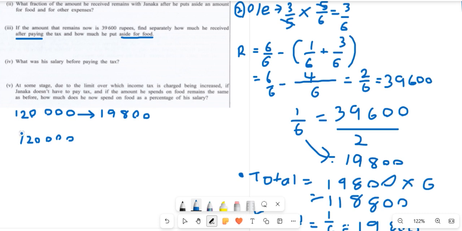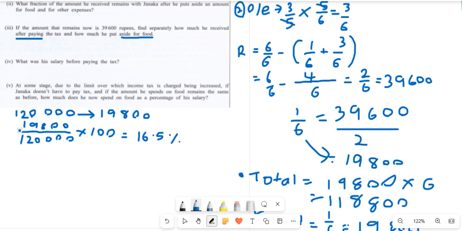So he had 19,800 for the food. They are asking for the percentage, so you have to multiply by 100. Then it will be 6.5 percent.